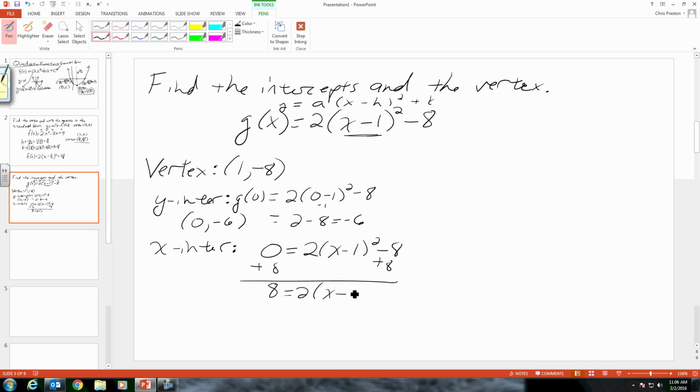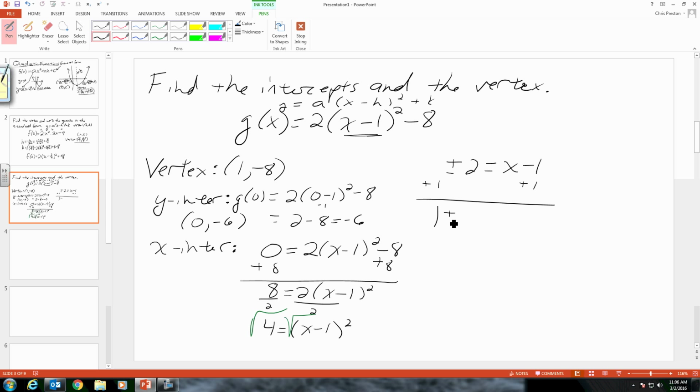I'm going to get rid of that 2 there. I'm going to divide by 2. That'll give me 4 equals x minus 1 squared. And I want to get rid of this square, so I'm going to square root both sides of the equation, and that's going to give me plus or minus 2 equals x minus 1, and then I'm going to add 1. And when I do that plus or minus, I usually put the number in front of the plus or minus in order to figure those out. So it's going to be positive 3 and negative 1. So I have x-intercepts at 3, 0, and negative 1, 0.